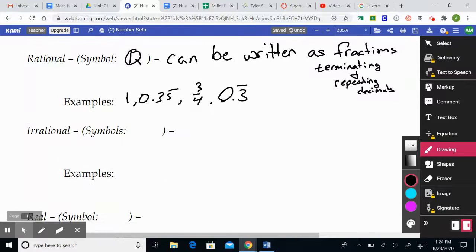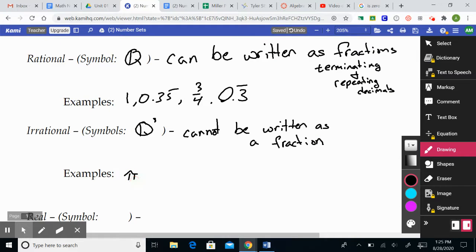Now we have irrational numbers. For irrational numbers, the symbol is a Q again, with a little line here. We call this Q prime. These are any numbers that cannot be written as a fraction. And those include things like pi, 2.77654 continued, the square root of 6. Most square roots are irrational numbers.